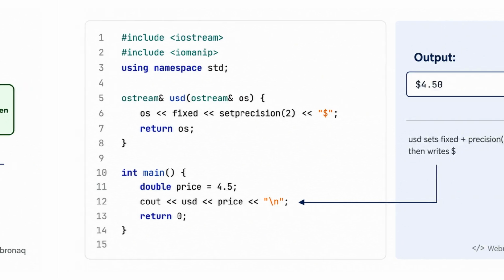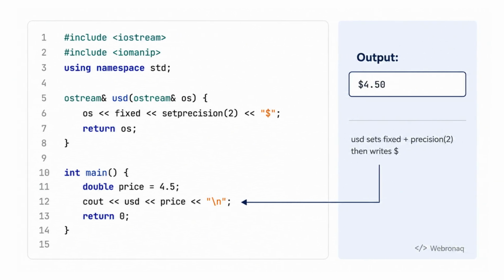Next, let's write one. Here is the interesting part. Writing a zero-argument manipulator is almost embarrassingly simple. You write a plain function that takes ostream by reference and returns it. Look at the usd manipulator on screen. It chains fixed and setprecision of 2, writes a $, then returns the stream. That is all there is to it.